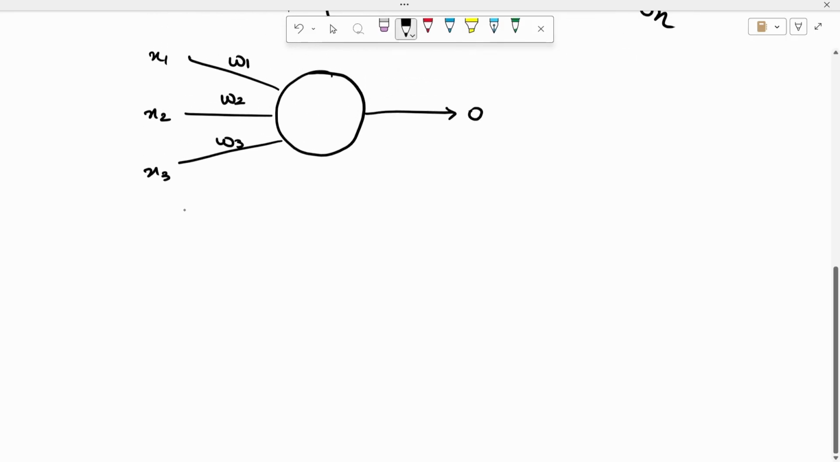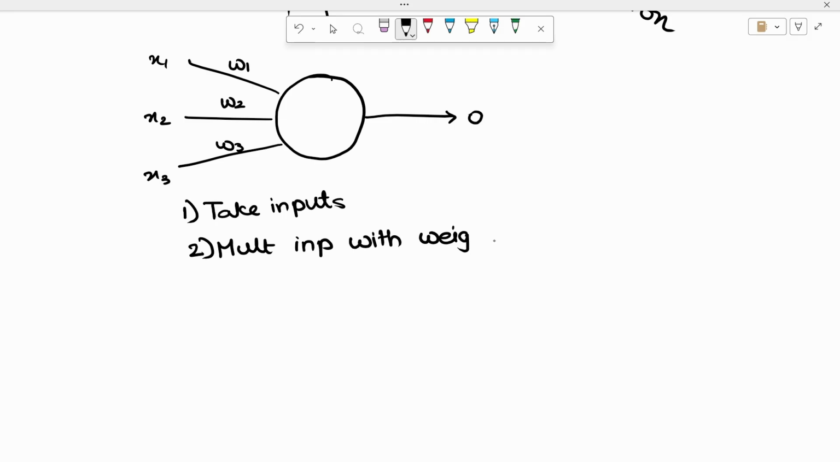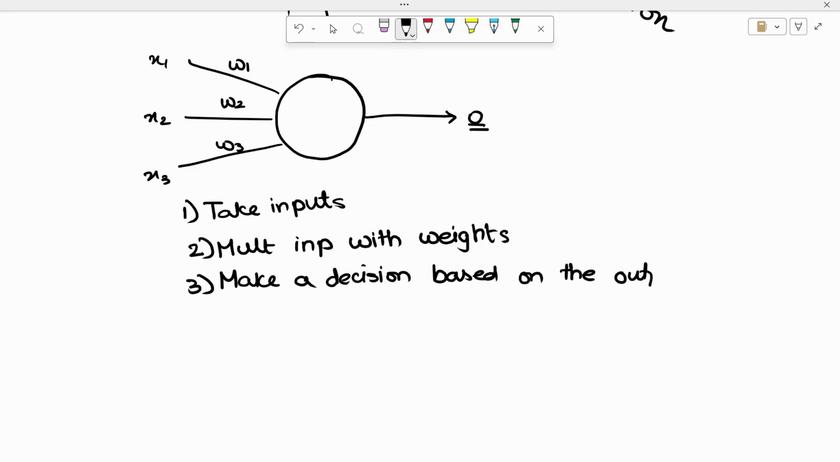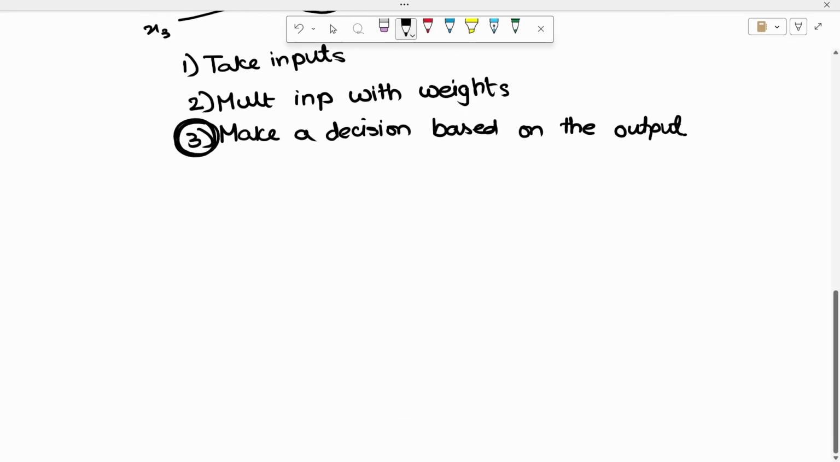Now, what are the steps? First step, it will take the inputs. Second step, it will multiply each input with its weight. The third step is that whatever output we get, it will make a decision based on that output. So this third step is the main playground for the activation function.